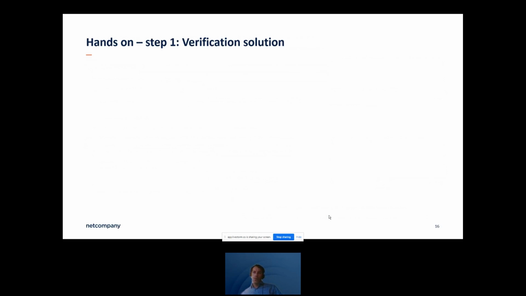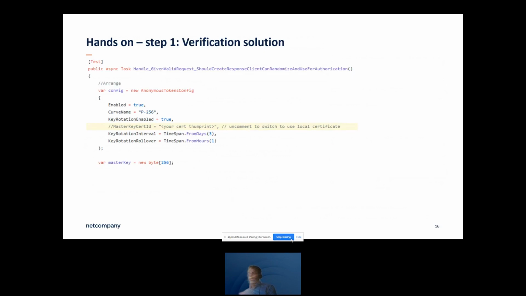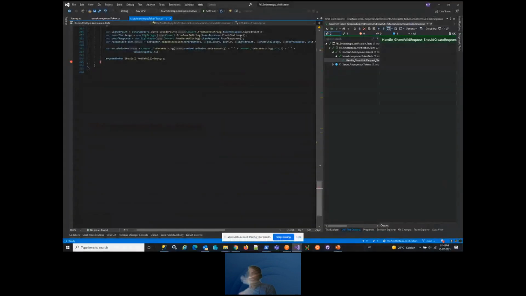First, as I said, the code is available on GitHub, and you could get started with your own implementation of anonymous tokens by just cloning the verification solution and then firing it up in Visual Studio, and then in particular going to this unit test and running it. And this is what I'll be doing now, or at least I'll just show you how it's done.